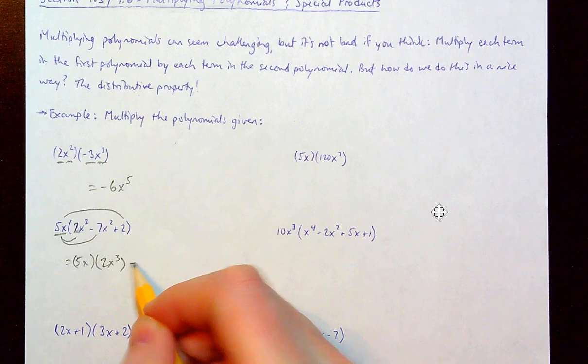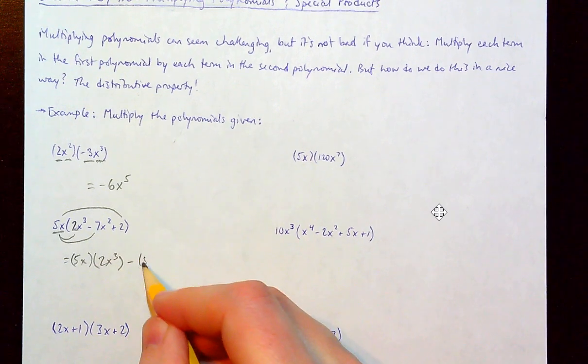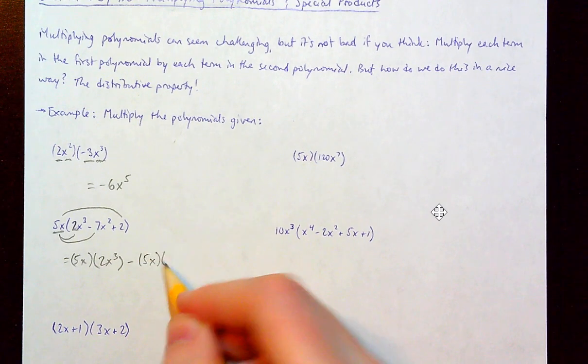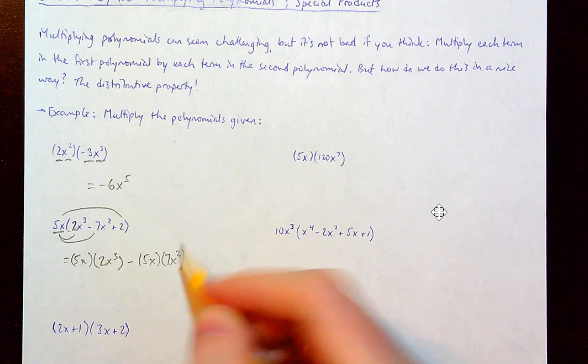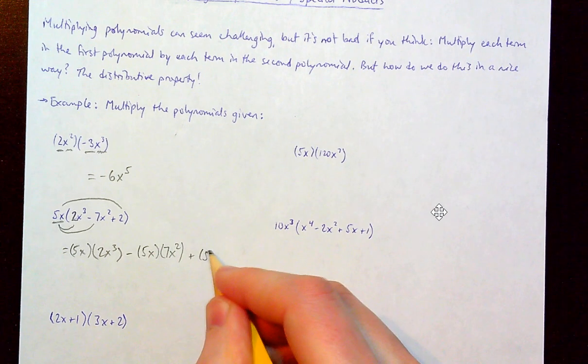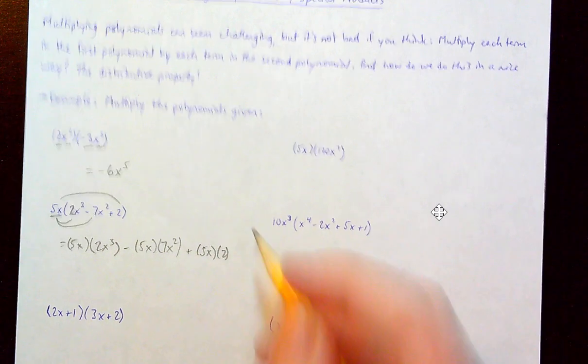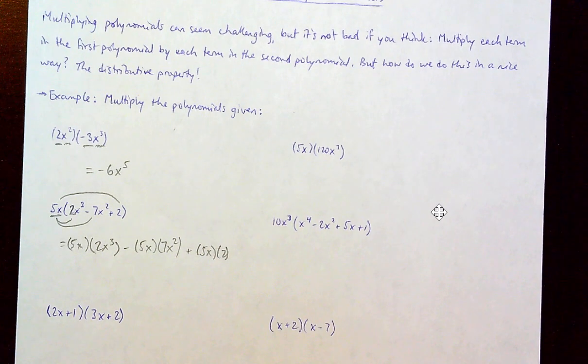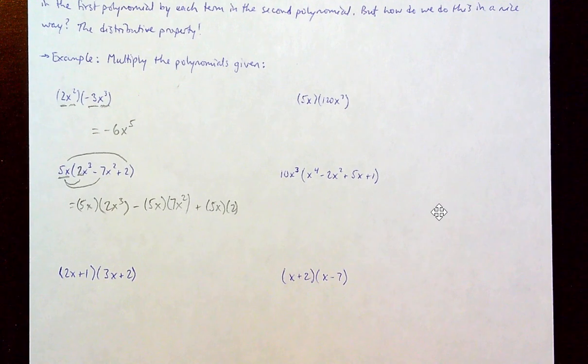We had the minus sign there. Then the 5x times the 7x squared. And then we had the plus 5x times 2. And we're just going to see what these things are.